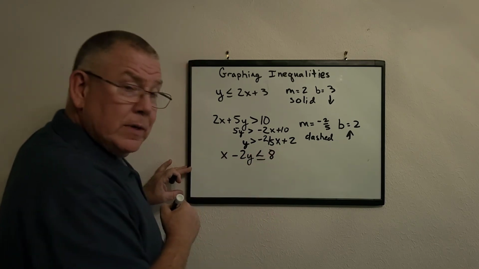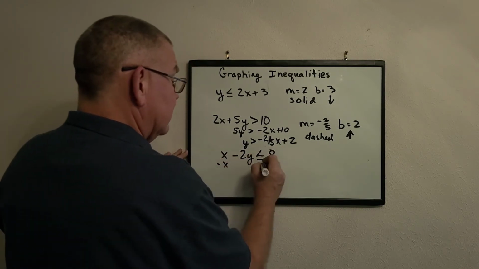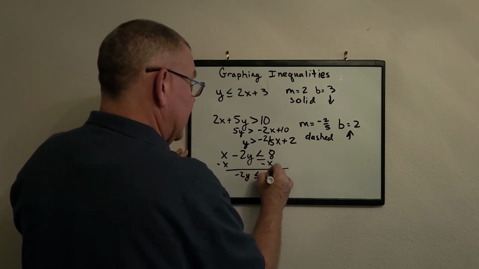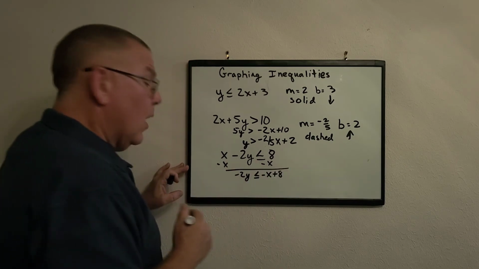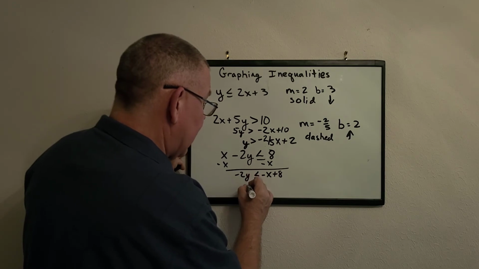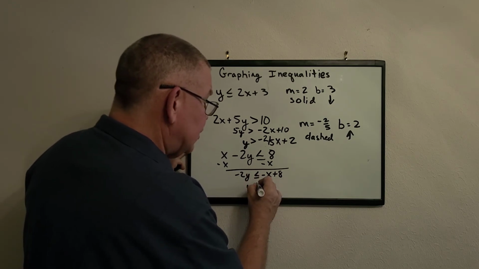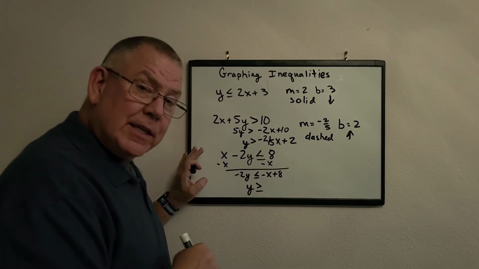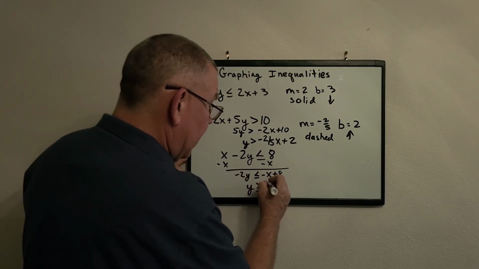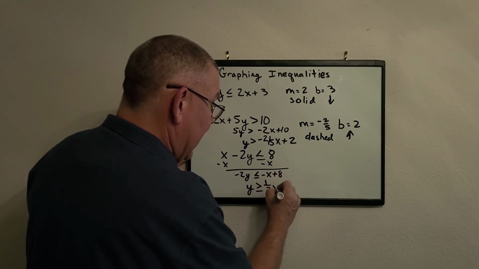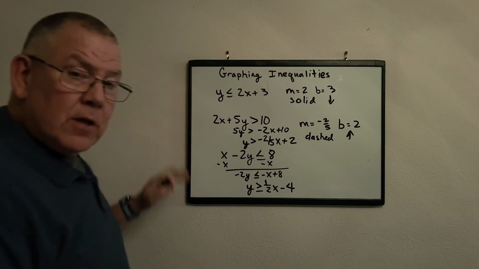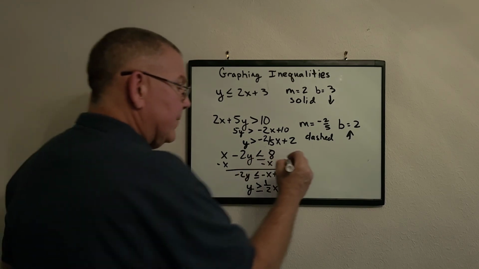So, the first thing we're going to do is we're going to subtract x from both sides. So, negative 2y is less than or equal to negative x plus 8. We're going to divide both sides by negative 2. So when I do that, I change the inequality from less than or equal to greater than or equal to. A negative divided by a negative is a positive, so this is going to be 1/2 x, and then 8 divided by negative 2 is negative 4. So let's see how you did.